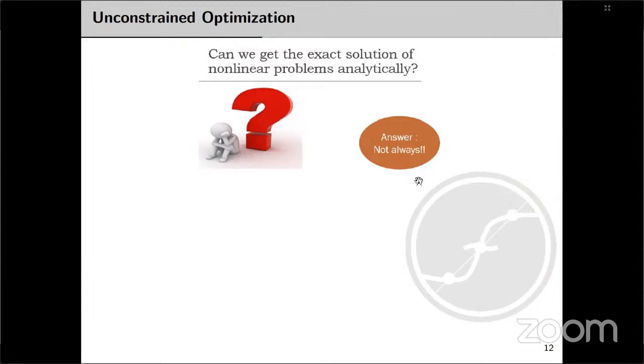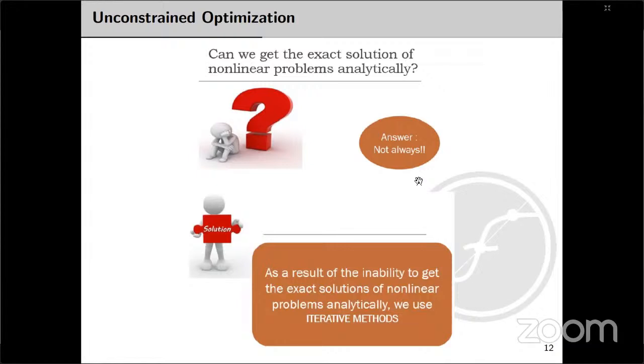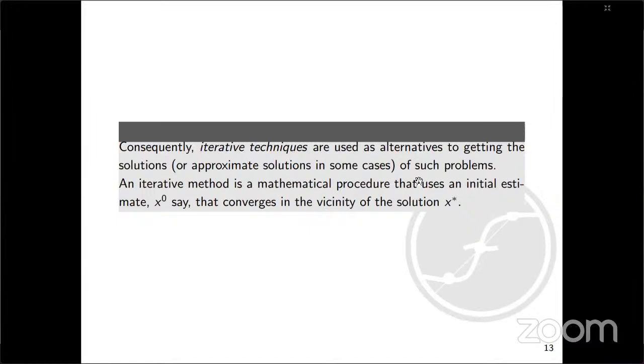Sometimes, when you have a problem, it's good to have an exact solution, an analytic solution. But the problem is that for nonlinear problems, it is not always possible to do that. You cannot always get the analytical solution. So that's why we sometimes have to look for a numerical solution, an approximate solution, by using iterative methods. These iterative methods are normally techniques used as alternatives to getting the solution of such problems. An iterative method is a mathematical procedure that starts with an initial estimate, say x naught, which will converge to the vicinity of the solution x star.